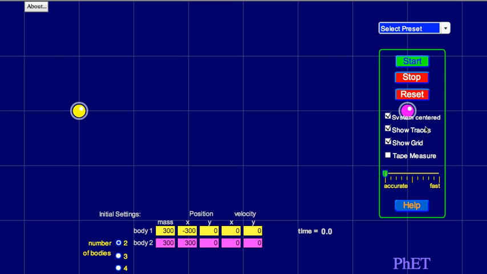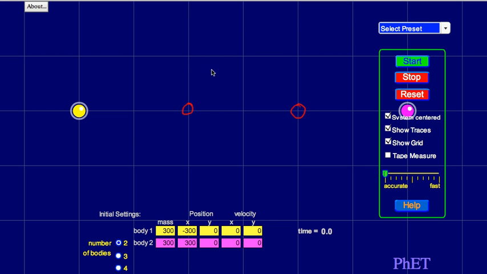Here's a problem similar to what you're going to be asked to do in the lab, where we have two stars and each one has a mass of 300, so they are identical. And I've put each of them 300 units away from the origin here. I'm going to hit start, and they're going to start falling together. I want to figure out how fast they will be moving when they are here and here.